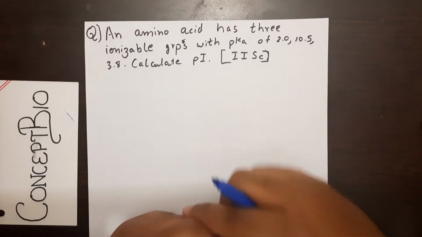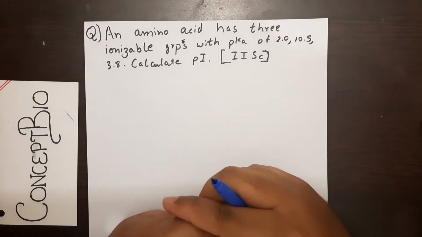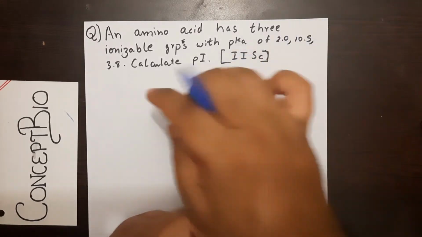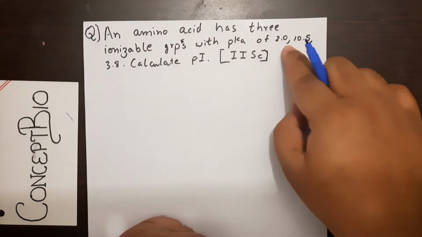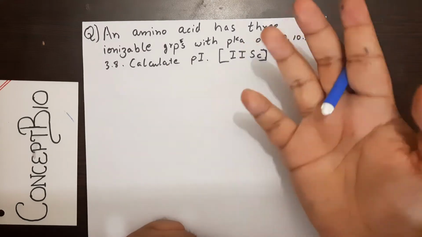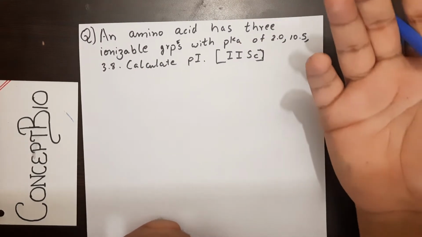In this question, I'm going to be looking at a question given at IISc, and sometimes I've heard it's even given in the CSIR question paper. So now what's the question? An amino acid has three ionizable groups with pKa values of 2, 10.5 and 3.8. They didn't tell if it's pKa 1, 2 or 3. And finally, calculate the pI. So now how do we go about it?